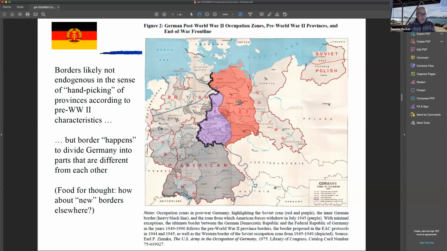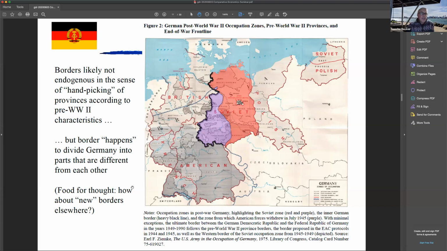And obviously the Soviets would get the eastern third, yeah? So they didn't pick, and we are not arguing that the Soviets looked at some pre-World War II statistics and said, oh, this is what we want because that's the most communist-prone area in the country. But the borders are where they are because they follow pre-existing state or province borders.